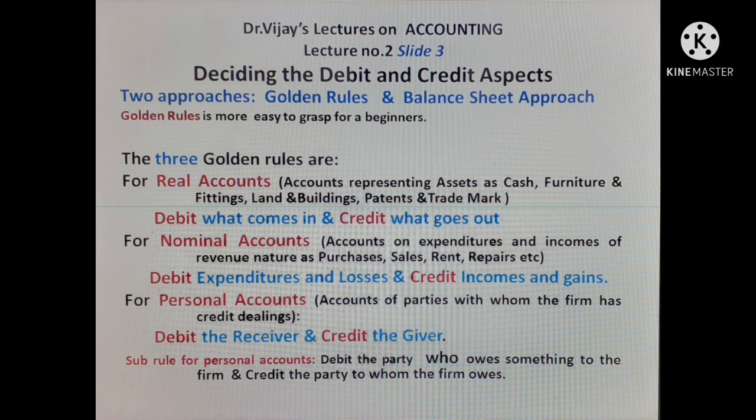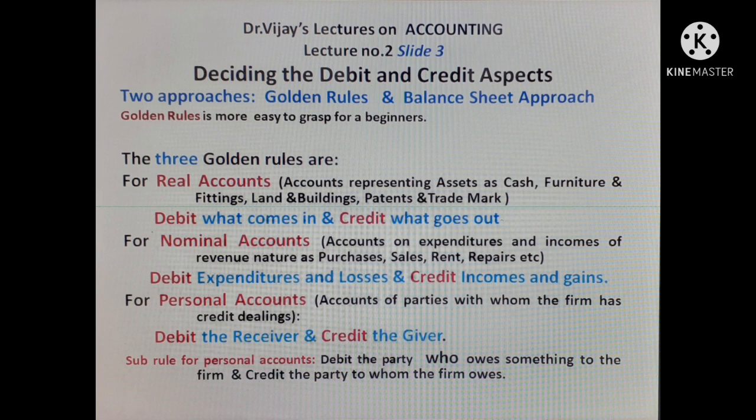For all expenditures, whenever the expenditure is incurred, debit the concerned expenditure account. Where goods are purchased, debit purchase account. Where salaries are paid, debit salaries account. Where goods are sold, credit sales account. Where commission is received, credit commission account.